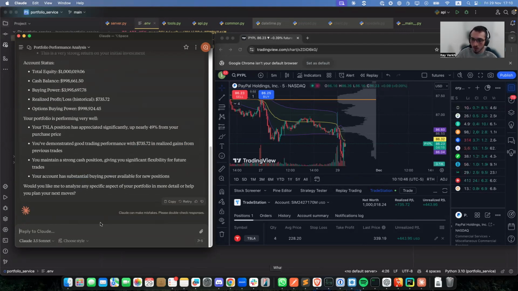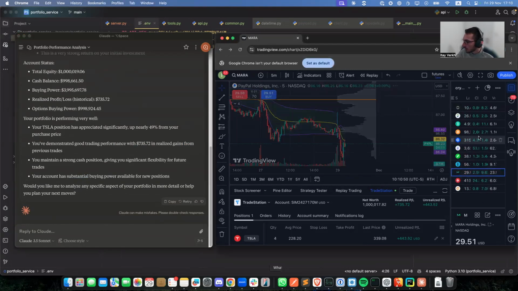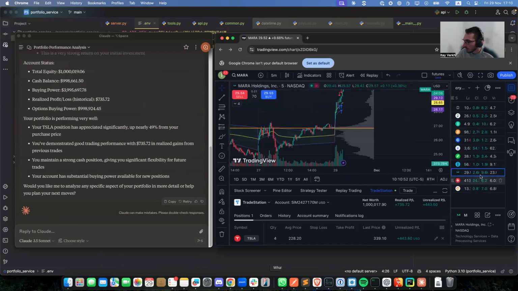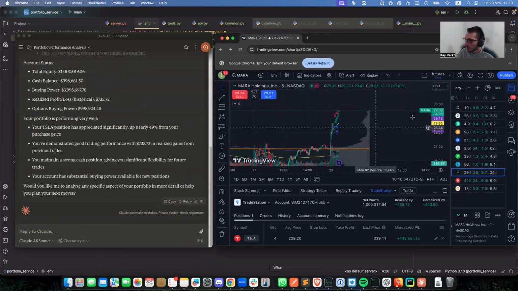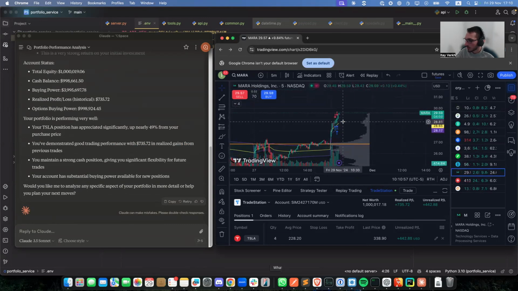So let's say I want to. I see the crypto market is doing very good today. For example, Marathon is up 10%. As you can see, Claude traded it a little bit today and made some money.